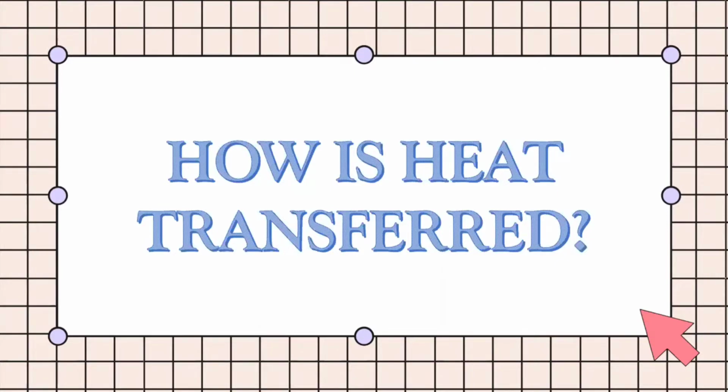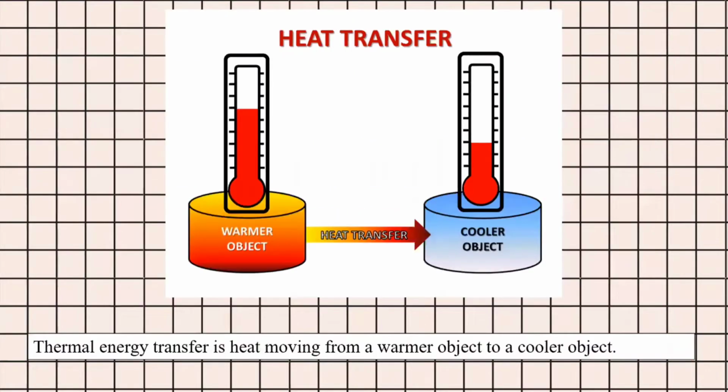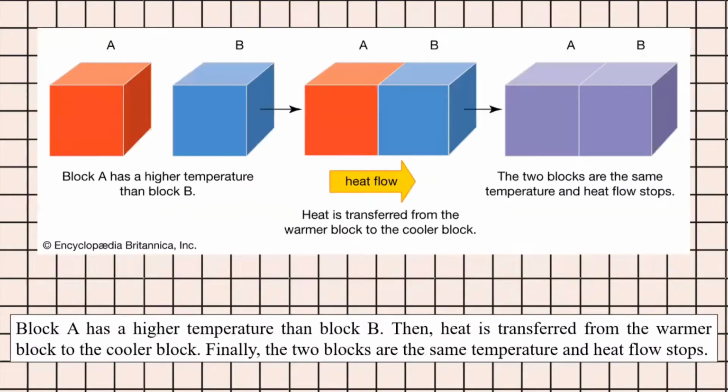How is heat transferred? Thermal energy transfer is heat moving from a warmer object to a cooler object. Block A has a higher temperature than block B. Then heat is transferred from the warmer block to the cooler block. Finally, the two blocks are the same temperature and heat flow stops.